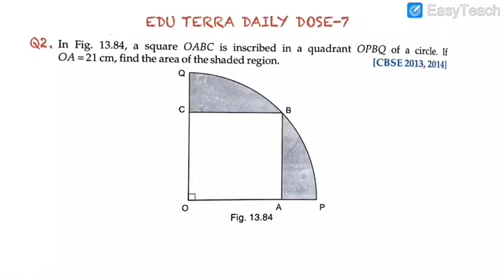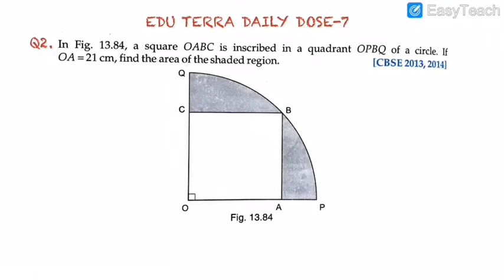Now it is question number 2. In figure 13.84, a square OABC is inscribed in a quadrant OPBQ of a circle. If OA equals 21 centimeters, find the area of the shaded region.